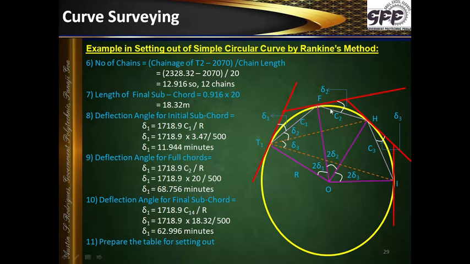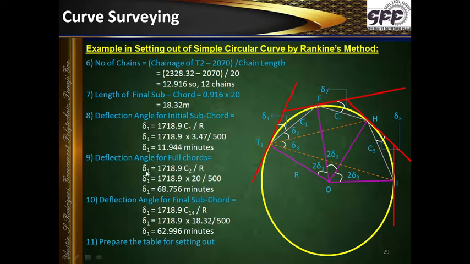Now what about the deflection angle, that is delta 2 and further on for full chords? The formula is delta, whether delta 2 or delta 3 or whatever, a standard formula. So delta 2 is equal to 1718.9 into C2 upon R. Please note, it would be C2 upon R. This is not delta 1, it's a typographical error. It has to be delta 2.